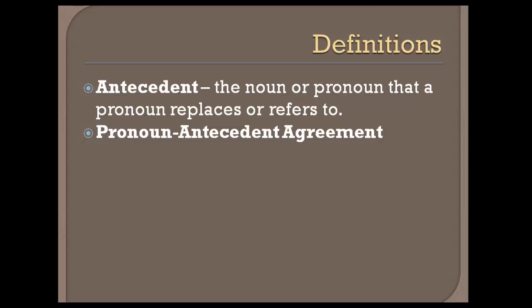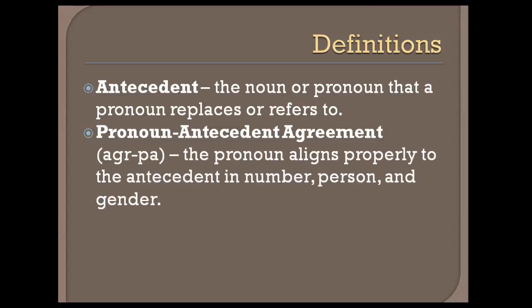Pronoun-Antecedent Agreement, as an idea, can also be marked from an editing standpoint as AGR-PA on your sheets or your homework or your papers when given feedback by an editor. This is where the pronoun aligns properly to the antecedent in number, person, and gender. If you see the mark on your paper, it means it doesn't align in some way, shape, or form.